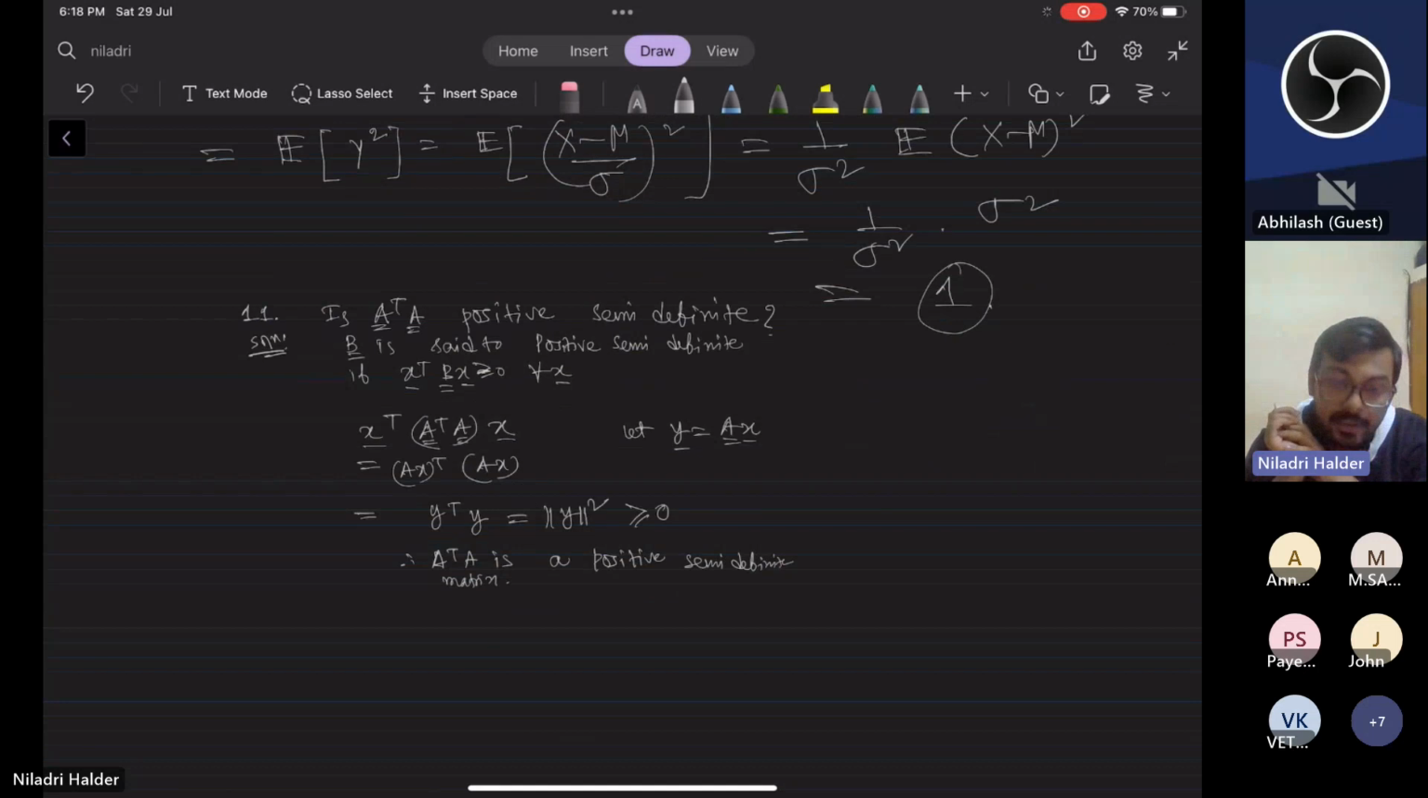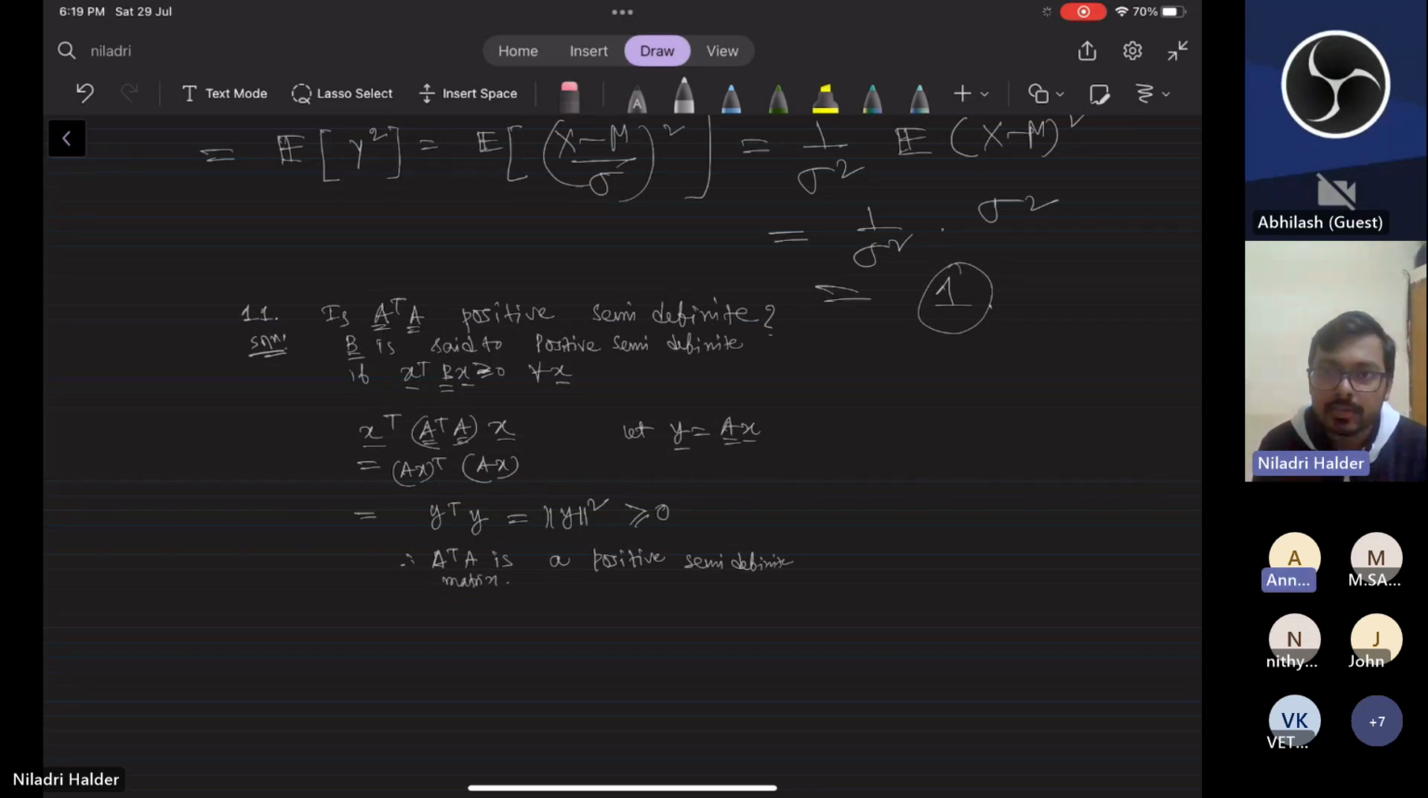And then suppose there is another matrix, A transpose A. So is it positive semi-definite or not? We showed that it's a positive semi-definite matrix because for all x we can show that x transpose AX will always be greater than or equal to 0.